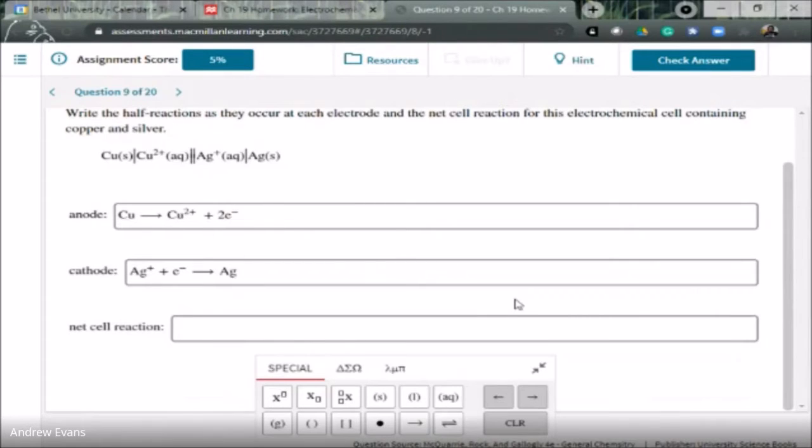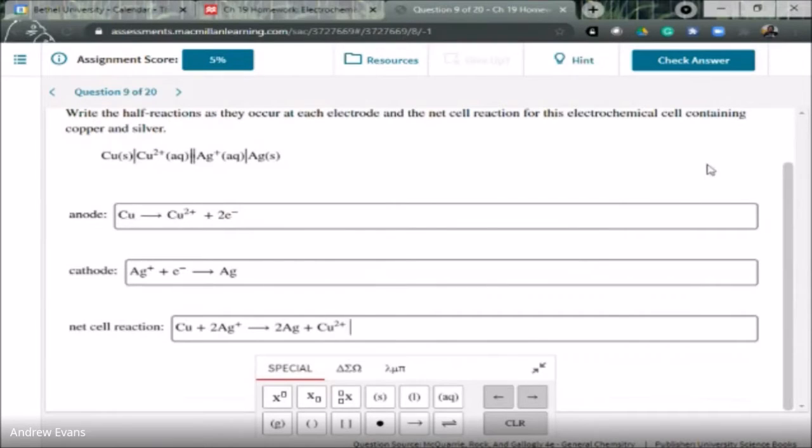And that'd be like what? Copper plus 2Ag+ goes to 2Ag and copper 2+.